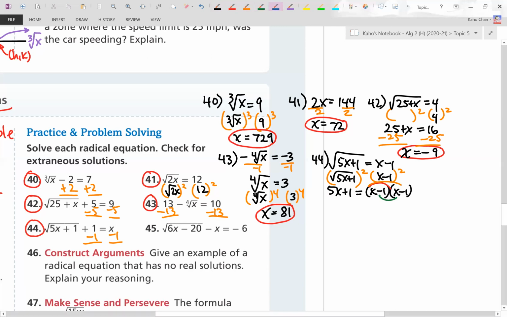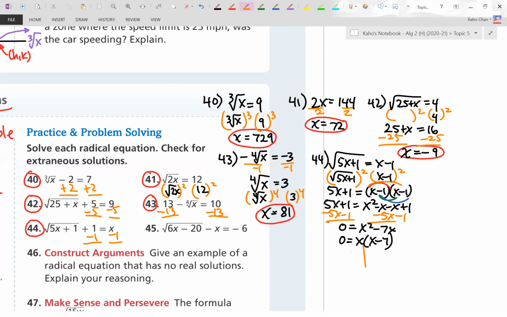Takes a little time. All these skills from Algebra 1 come into play. X squared minus x plus 1. I'm going to go ahead and subtract 5x and 1 to the other side. Ooh, that's interesting. 0 equals x squared minus, let's see, 1, 2, 7x. Oh, the 1's go away. This is not your typical quadratic. It's a binomial that can factor out an x. And then using the zero product property, I can solve those individually.